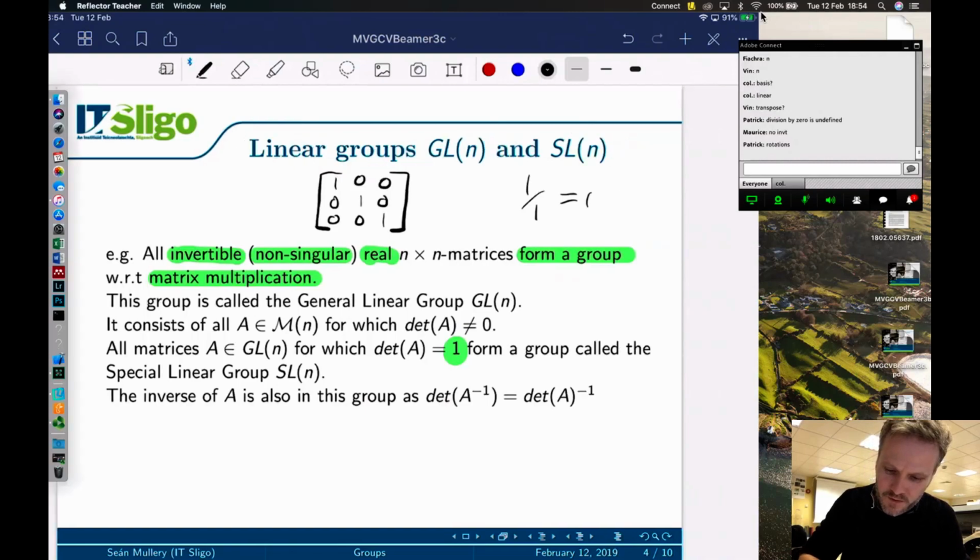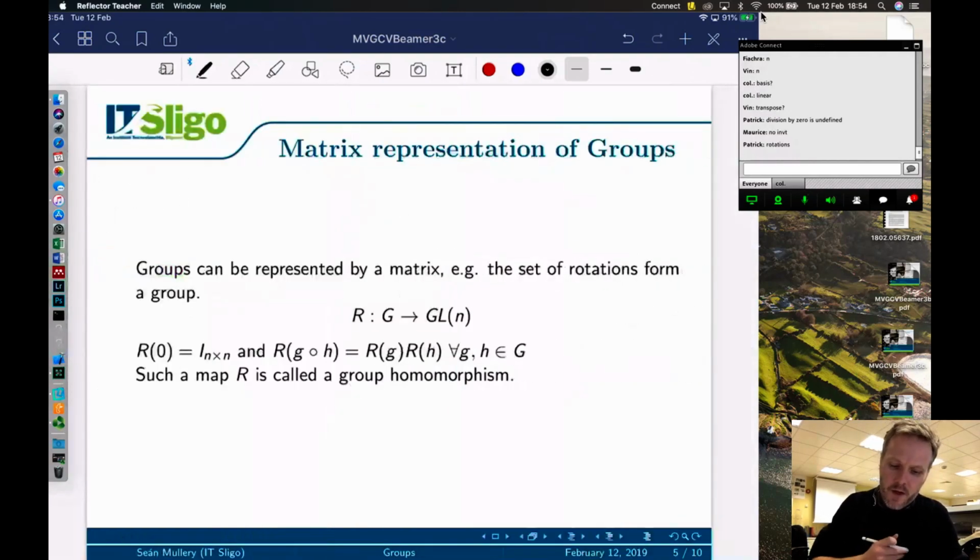Okay. So there are two names of two groups. Groups can be represented by a matrix. So we can actually represent the group itself by a matrix. So for example, the set of rotations form a group. So rotations are a set G that are attached to the linear group there, as we can see, the Ln.